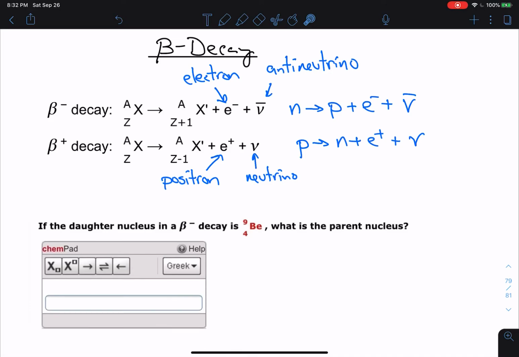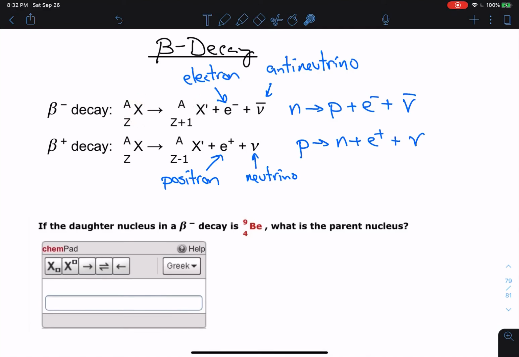The best thing to do is take a look at a problem here. So what we've got here, if the daughter nucleus in a beta minus decay is beryllium 9, what is the parent nucleus? So I should mention once again, as with alpha decay, this is known as the parent nucleus, and this is known as the daughter nucleus. And so in this case, I know what the daughter is in beta minus, and I'm asked to determine the parent.